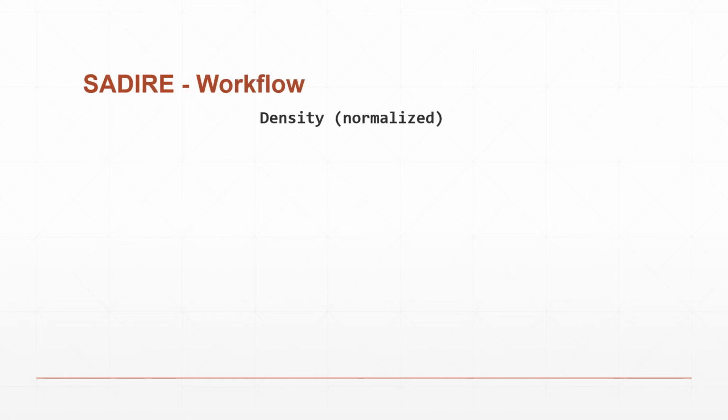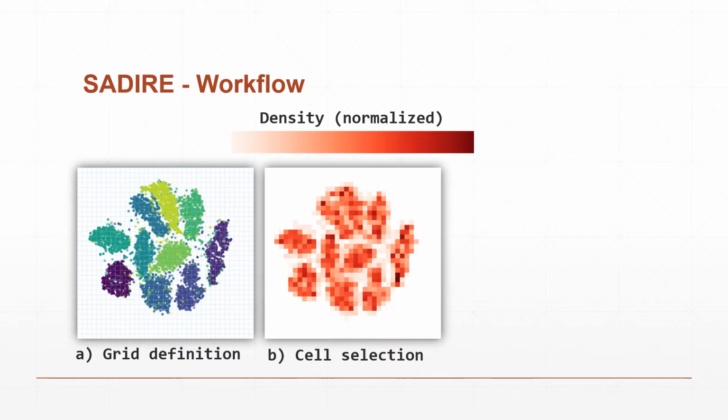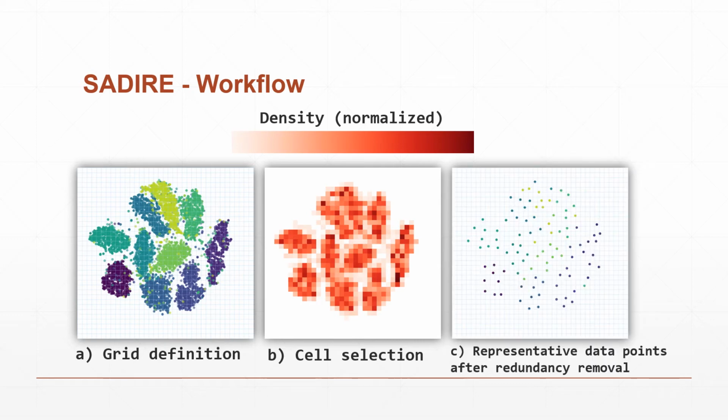The workflow of SADIRE works as follows. First, we define a grid on the visual space, right? In this case, in the 2D space, in which each data point is inside a cell. Then we measure the density of each cell to then use a redundancy removal approach to retrieve only the important data samples.